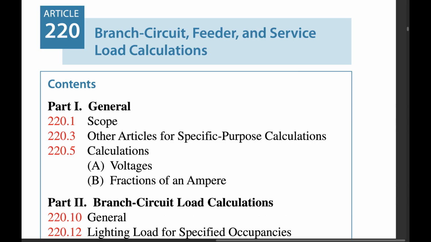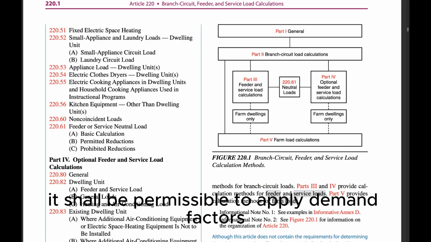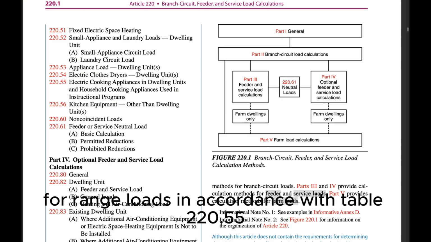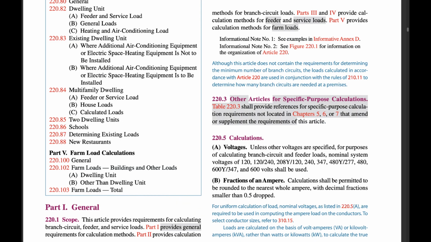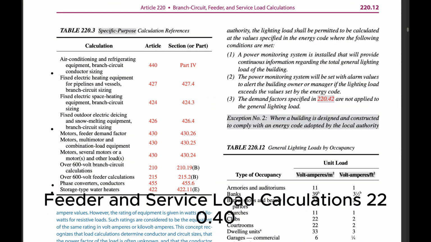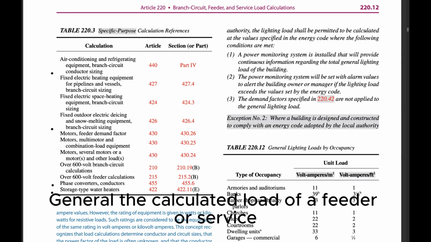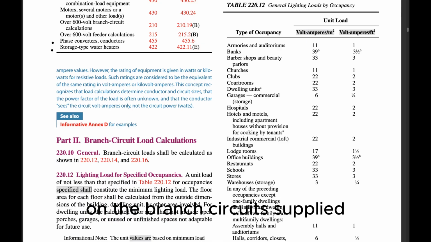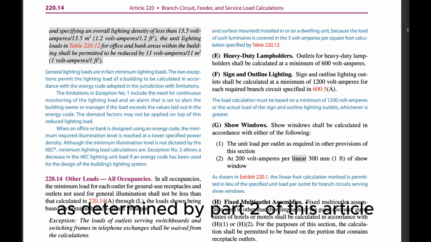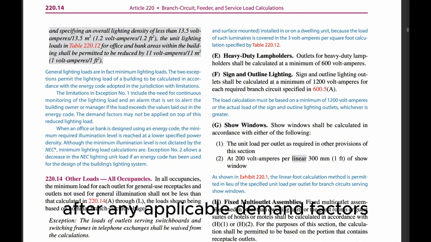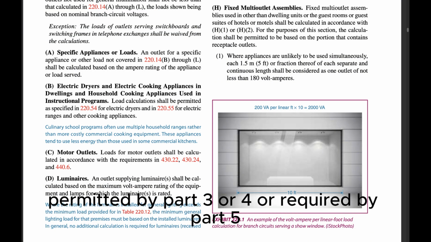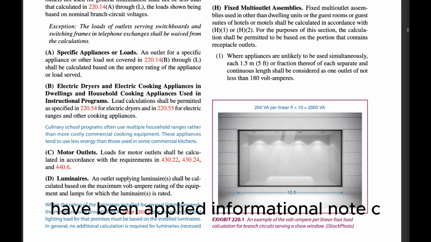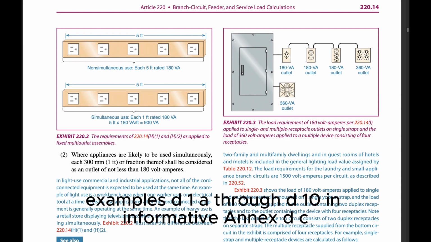C. Range loads. It shall be permissible to apply demand factors for range loads in accordance with Table 220.55, including Note 4. Part 3. Feeder and service load calculations. 220.40 General. The calculated load of a feeder or service shall not be less than the sum of the loads on the branch circuits supplied, as determined by Part 2 of this article, after any applicable demand factors permitted by Part 3 or required by Part 5 have been applied. Informational note: See examples D1(A) through D10 in Informative Annex D.